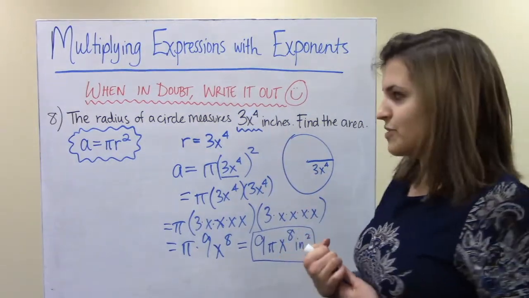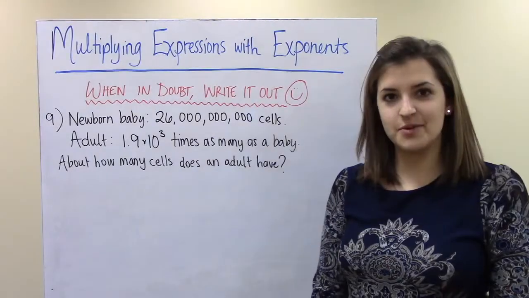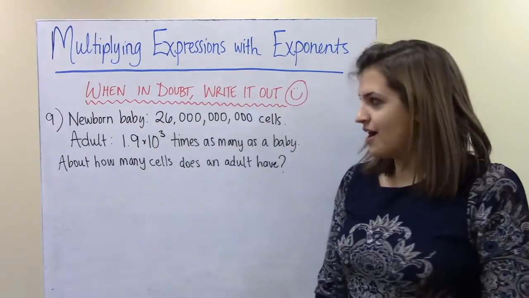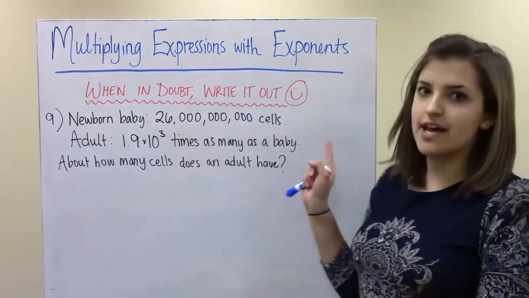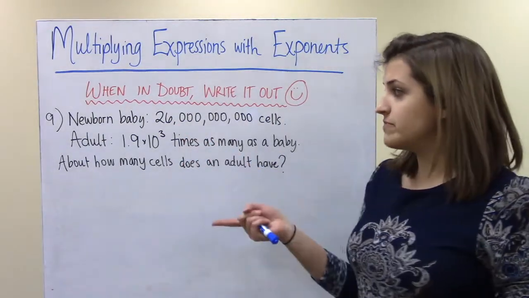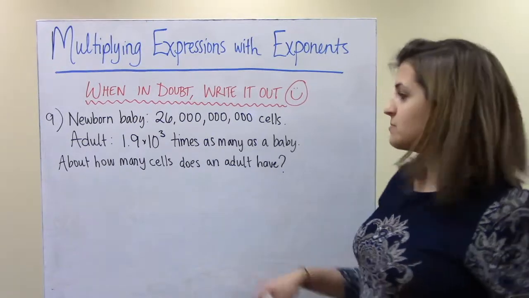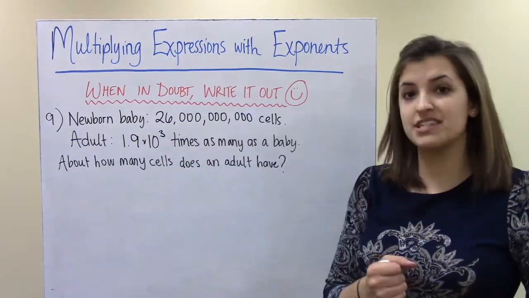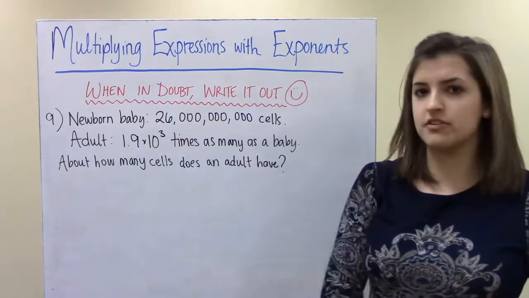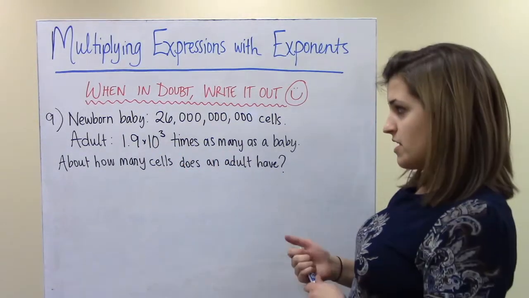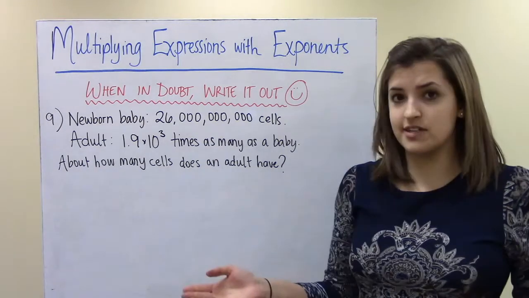All right, so let's do one more. All right, so we're getting a little biology here. In this problem, we're told that a newborn baby has 26 billion cells, and that an adult has about 1.9 times 10 to the 3rd times as many as a baby. So they have 1.9 times 10 to the 3rd times as many cells as a baby. So about how many cells does an adult have?